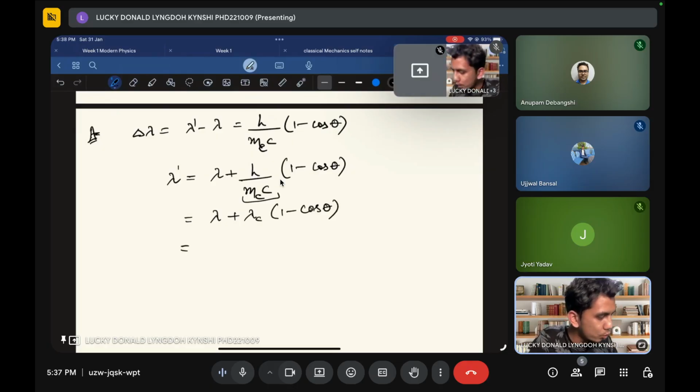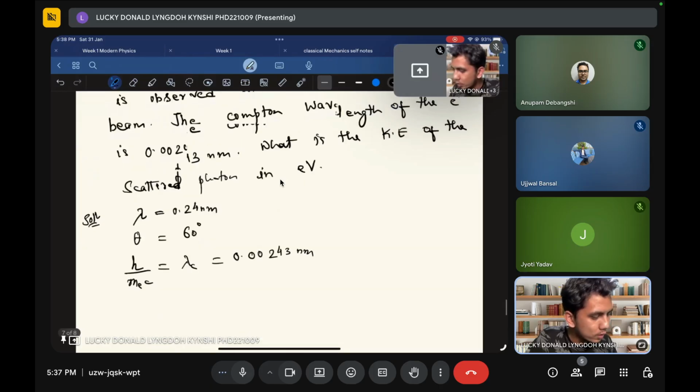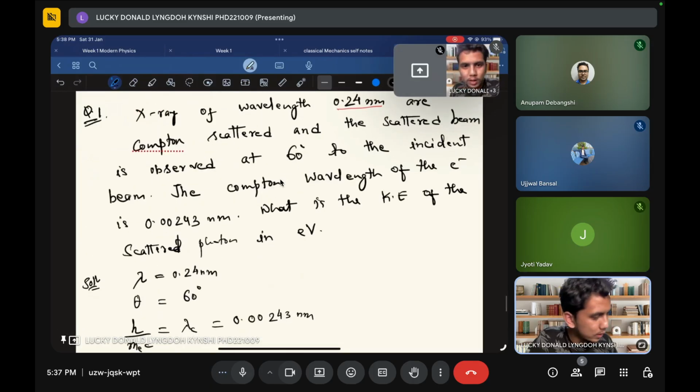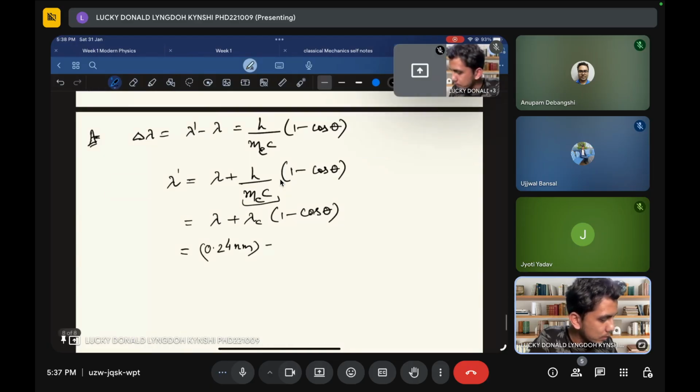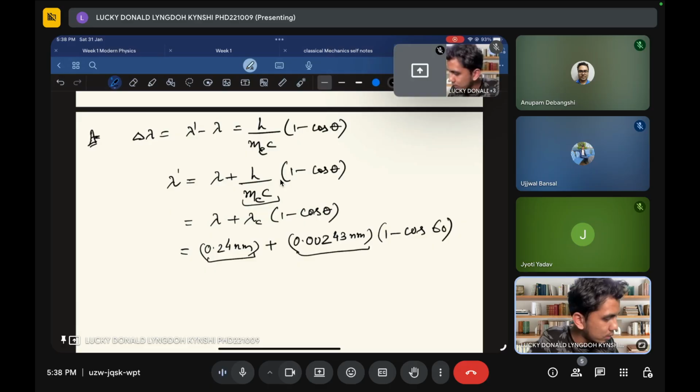So lambda is given to you, 0.24 nanometer. That means it's already given to you in the question, 0.24 nanometer. And lambda_c is also given to you, 0.00243 nanometer, times (1 minus cos of theta), where theta is given to be 60 degree. Okay, so everything here you can calculate, cos of 60 degree, then lambda prime is equal to 0.2412 nanometer.